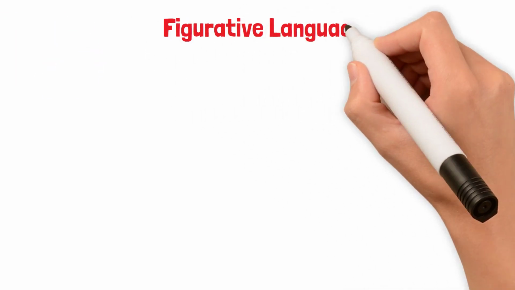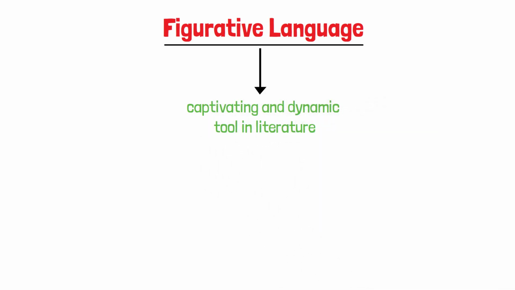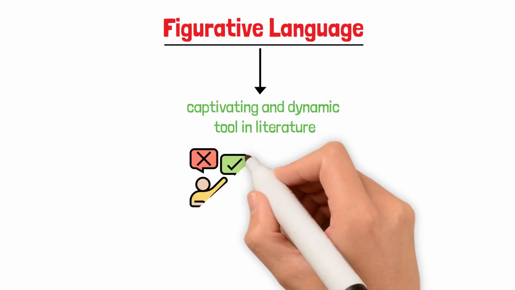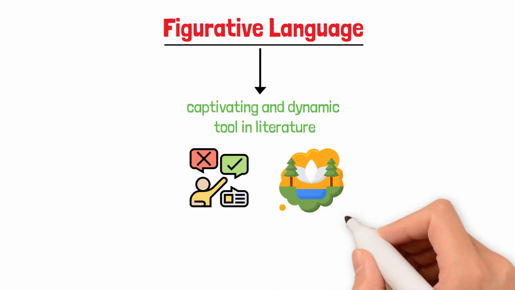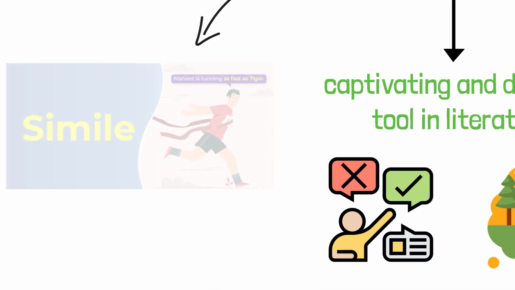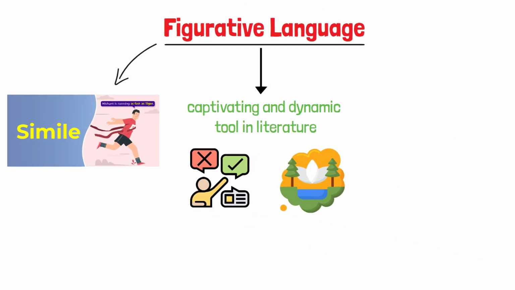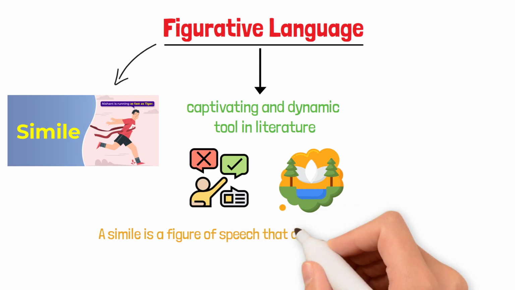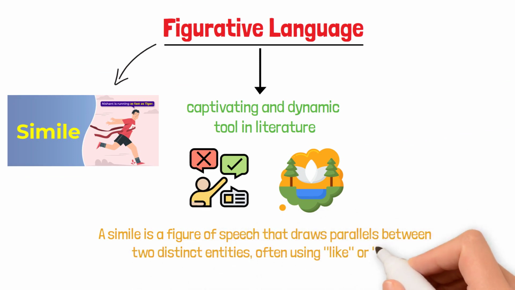Figurative language. Figurative language is a captivating and dynamic tool in literature, allowing writers to transcend the limitations of literal expression and create vivid and imaginative imagery. Among the various forms of figurative language, similes stand as a particularly evocative device, enriching the reader's experience through insightful comparisons. A simile is a figure of speech that draws parallels between two distinct entities, often using like or as.